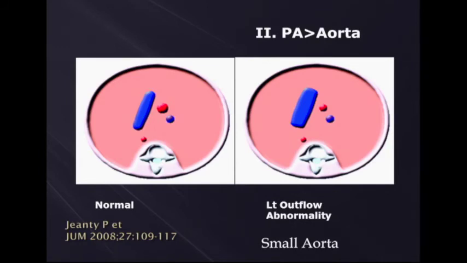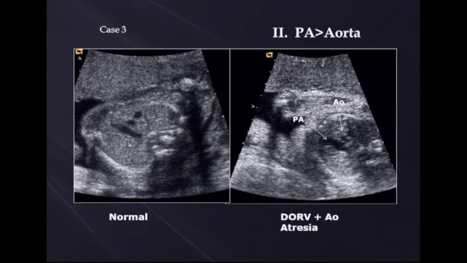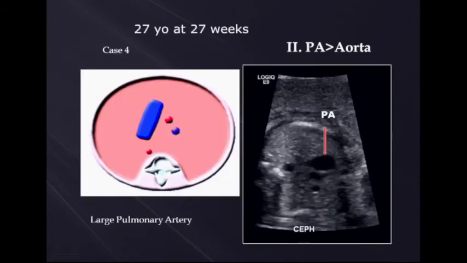So you can have a left ventricular outflow abnormality, such as in this case, where we have double outlet of the right ventricle, normal on the left side. The pulmonary artery is much larger than the aorta in this case, and you had aortic atresia in this case.